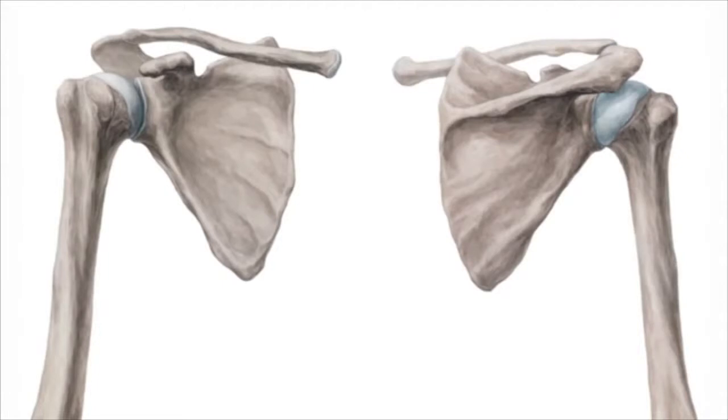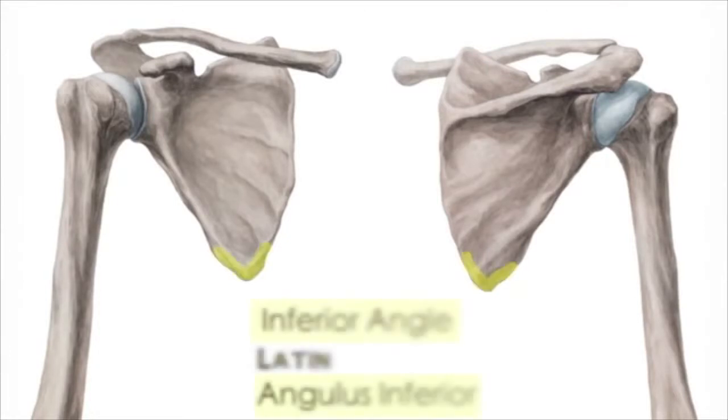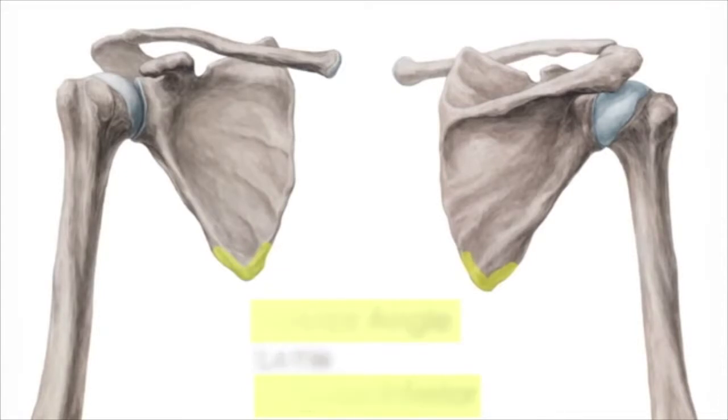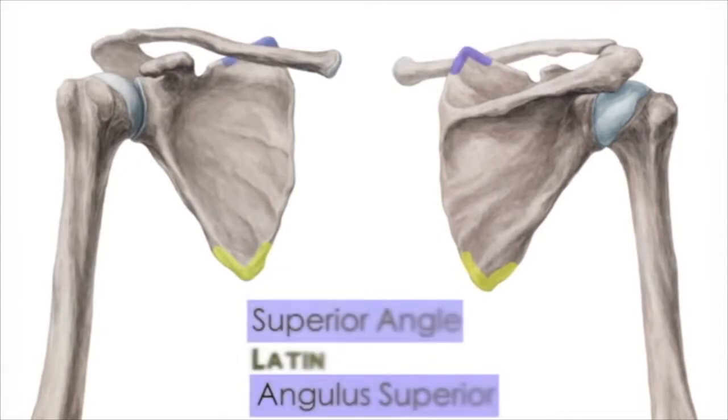Now, let's first define the angles, and there are two that you need to know. The first one is the inferior angle, highlighted in yellow. And the second one is the superior angle, highlighted in blue.